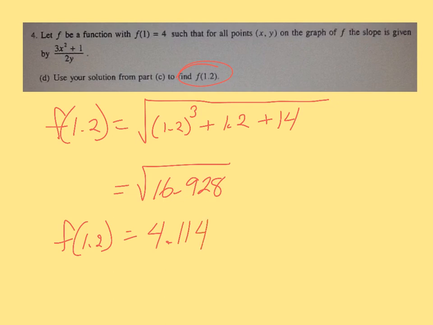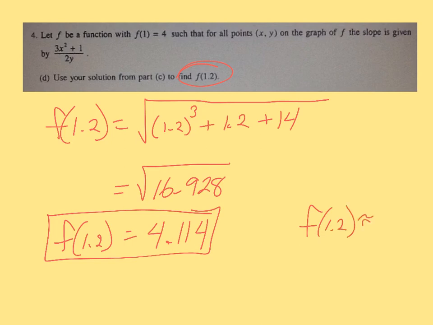So 4.114, remember our approximate value from before. We're done here, but the approximate value from before using our tangent line was 4.1. So we were pretty close, and that's what they're going to look for there. Okay, there was yours, and I'm pretty sure that was under our 15 minutes.